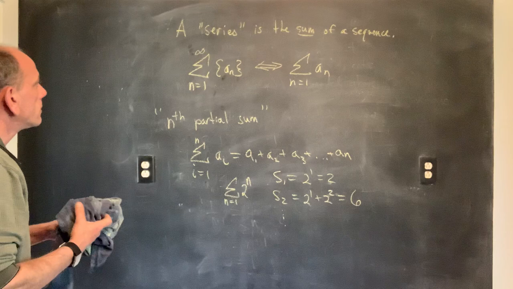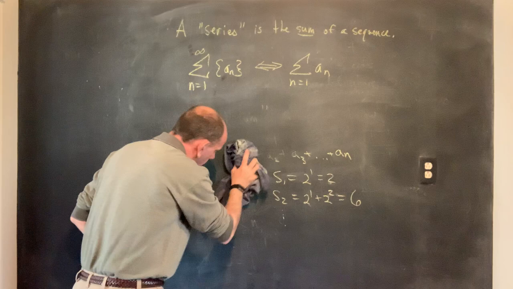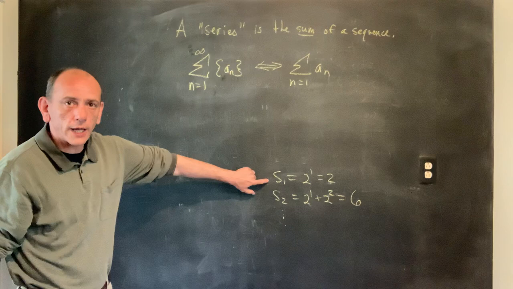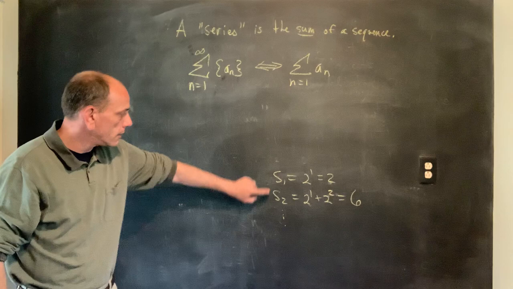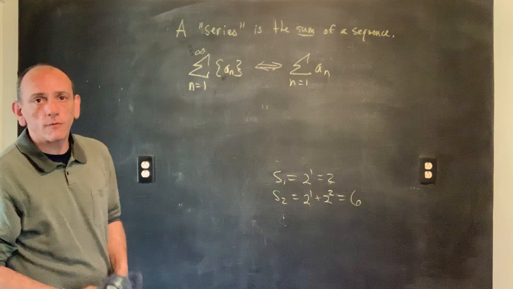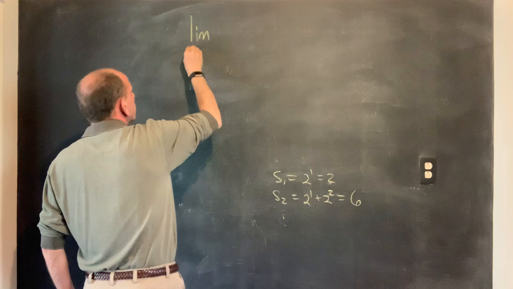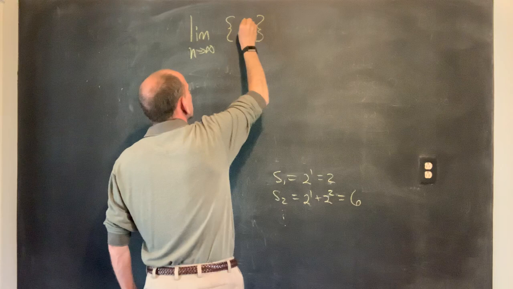So we've defined a series. It's the sum of a sequence. We defined the nth partial sum. Now we are able to define what it means for a series to converge. So what we'll do is we'll look at the sequence of partial sums. You see that this is going to give a sequence. The first partial sum, the second partial sum, the third partial sum, the nth partial sum. We're looking at that sequence and seeing whether it converges to some number. Okay? So what we're looking at is the limit as n goes to infinity of the sequence of nth partial sums.